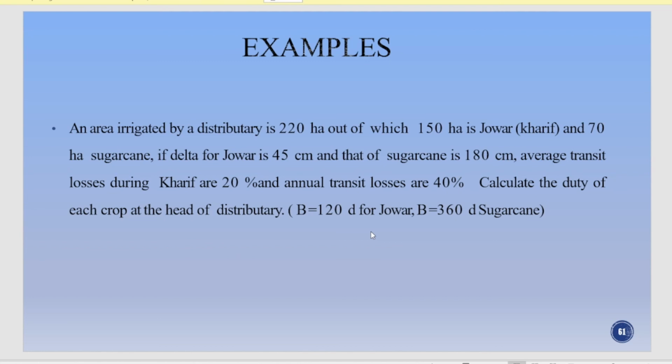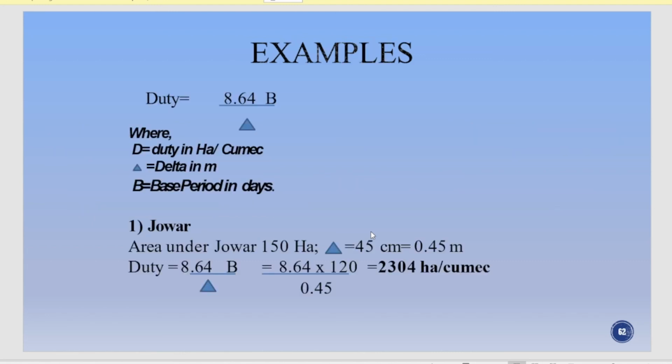So after understanding all of this, we will determine how much is the duty for each crop at the head of the distributary, okay, right? So we already know the equation. Duty is equal to 8.64 B by delta, where duty is in hectares per cumec, delta is in meters, and base period B is in terms of days. Let us first calculate for jowar, which is a kharif season crop.